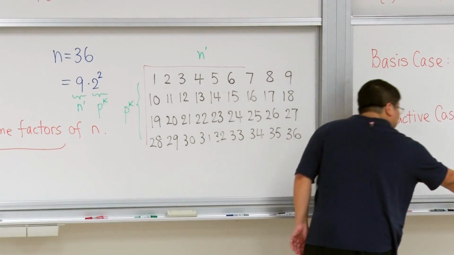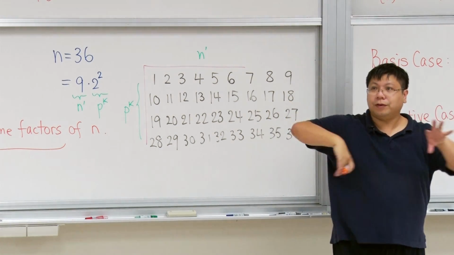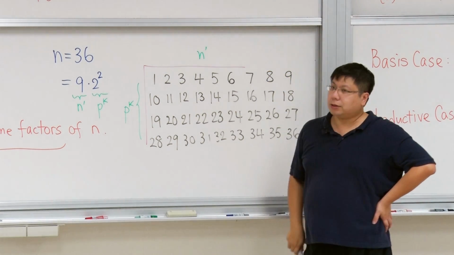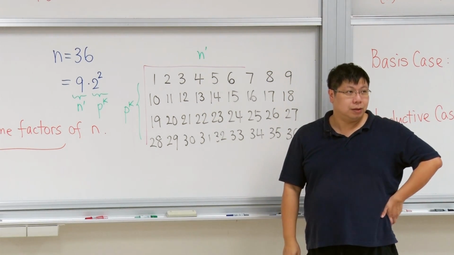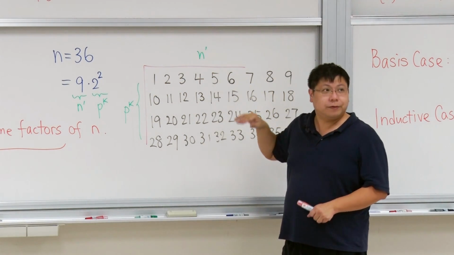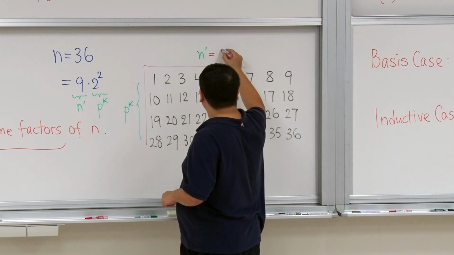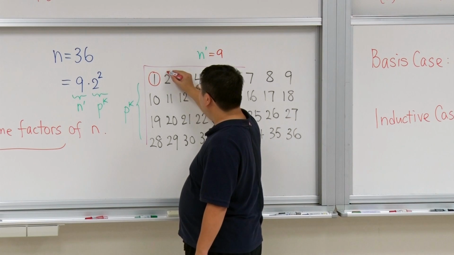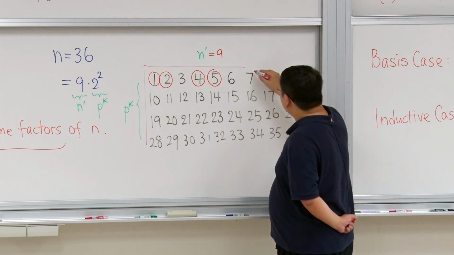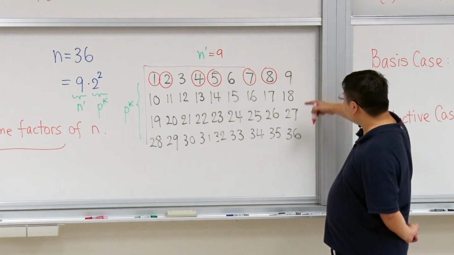Okay, and then let's look at the numbers here. Let's, first of all, circle all the numbers that are co-prime with n prime. Just co-prime with n prime. We need this one. So what is co-prime with n prime? So let's take the first row. The first row is 1 to 9. So what are co-prime with 9? So n prime is equal to 9 here. Okay, so 1 is co-prime, 2 is co-prime, 4 is co-prime, 5 is co-prime, right? 7 is co-prime, 8 is co-prime. That's it, okay?